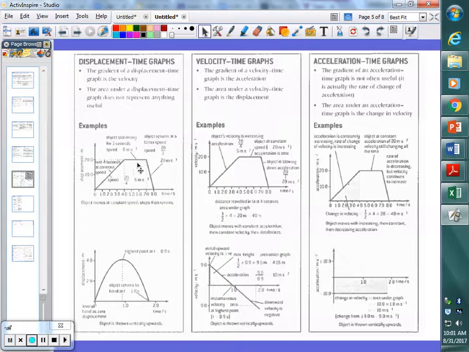Here, if we have a horizontal line, we know from math class that horizontal lines have 0 slope, and as a result, that represents 0 velocity, 0 motion, right? Because if we look at the position or the displacement, it never changes over this entire 3-second interval. If position isn't changing, there's no velocity, right? It's not moving.